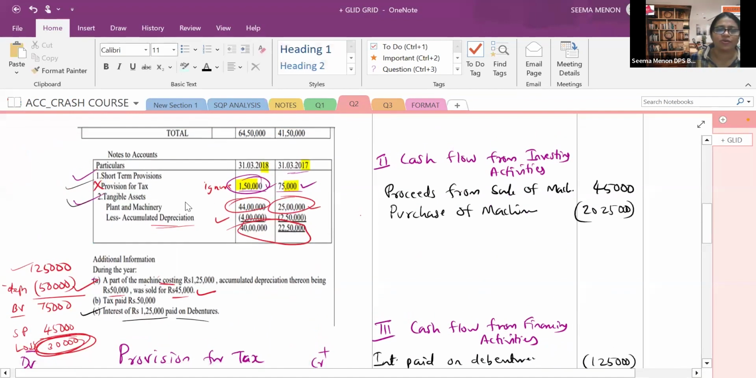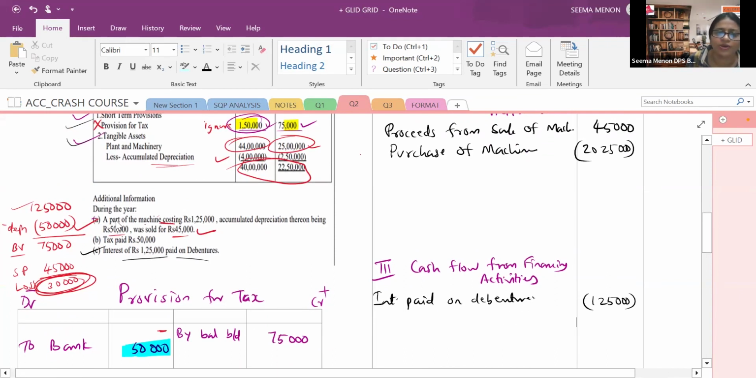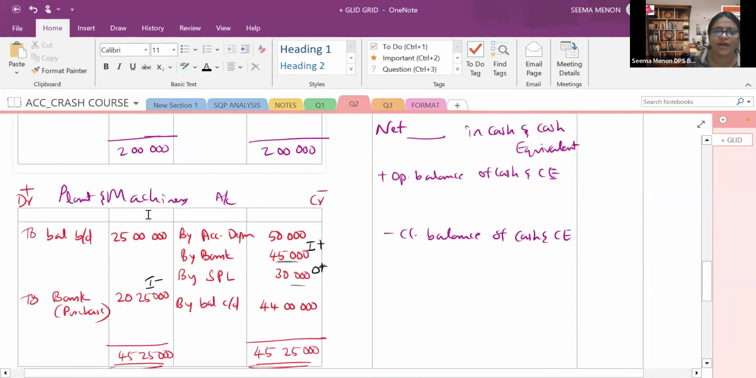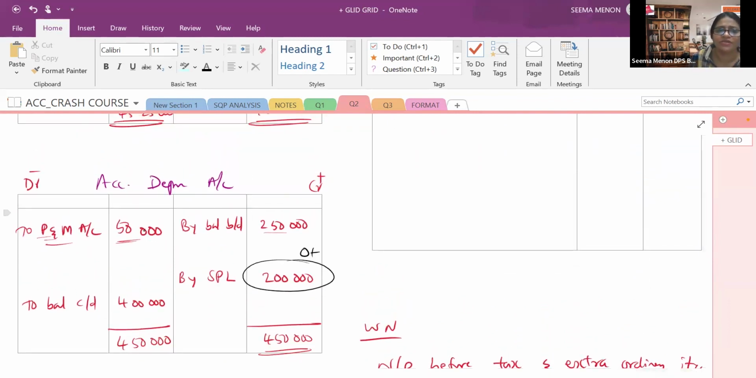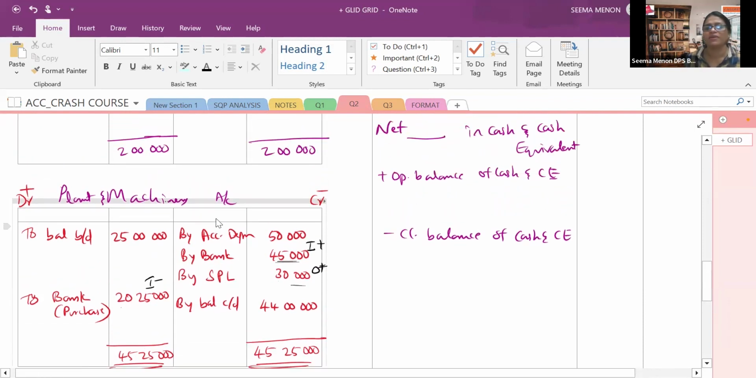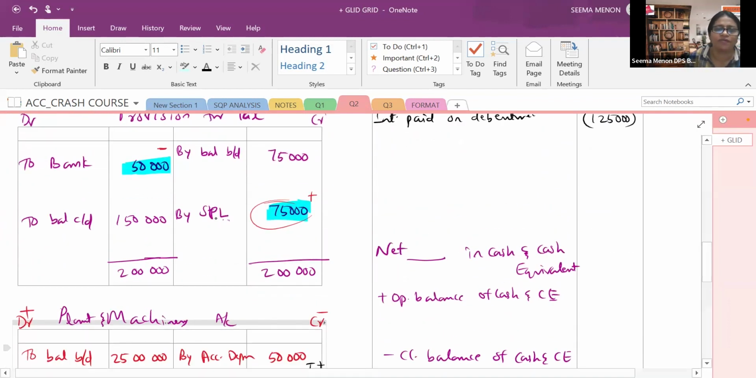So we just come back to the notes to account. We discussed all the items. After that, we discussed the adjustments also: number 1, a part of the machine costing; number 2, tax paid; number 3, interest paid. And here we prepare the provision for tax, plant and machine account. After that, accumulated depreciation. Whenever you prepare accumulated depreciation, only one item will be coming into our cash flow statement. And in plant and machine, maximum you can get 3 or less than that. Maximum 3 items only. And never any item of financing activity. Either it will be investing or operating only. Then we are moving ahead. Here we have to enter one item, that is bank, the tax paid, that we will consider last only.